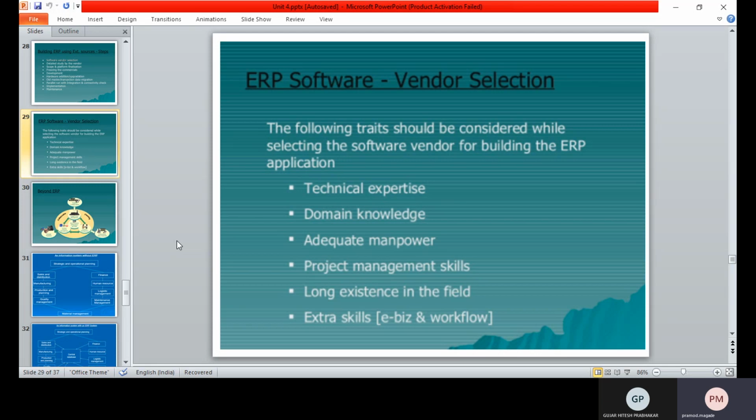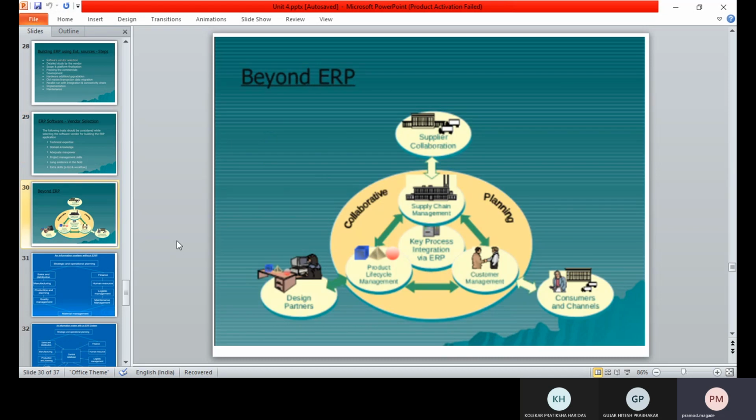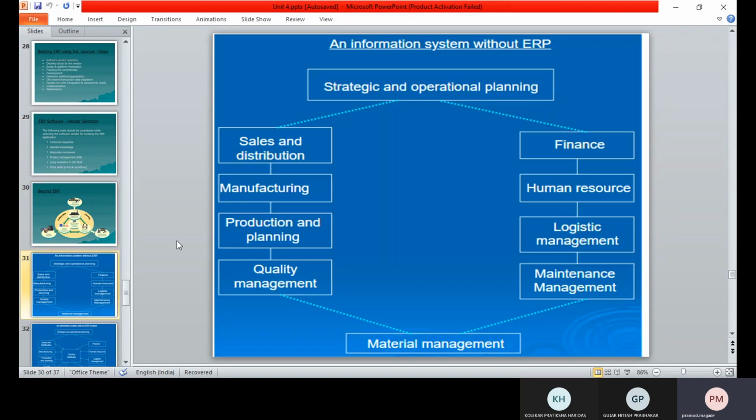म्हणजे काय, त्या सॉफ्टवेअर मध्ये काय काय पाहिजे, तर टेक्निकल एक्सपर्टाइज पाहिजे, डोमेन नॉलेज असलं पाहिजे, ॲडेक्वेट मॅन पॉवर असली पाहिजे, लॉंग एक्झिस्टन्स म्हणजे काय, लॉंग टाइम चालणार पाहिजे, आणि एक्स्ट्रा स्किल्स ॲज लाईक मेनी सॉफ्टवेअर दे शुड हँडल ऑर हँडी असं पाहिजे. Then beyond ERP, of course, the planning is required, collaboration is required, consumer things are available. So these things are important. No need to write actually.